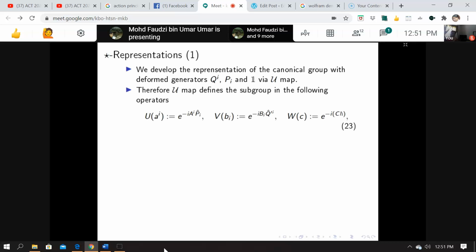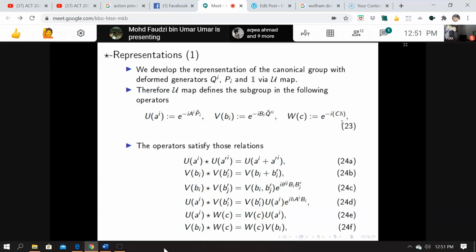Therefore, we define what we call as unitary irreducible representation. Define the following subgroup. So, in the following operator. So we have this group and this group, this subgroup and this subgroup. And then we satisfy the following relations. Okay, relation.